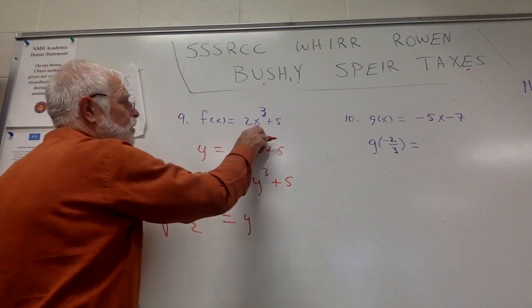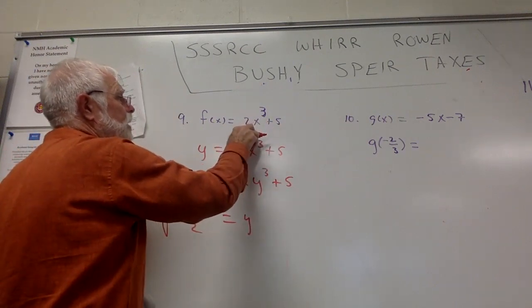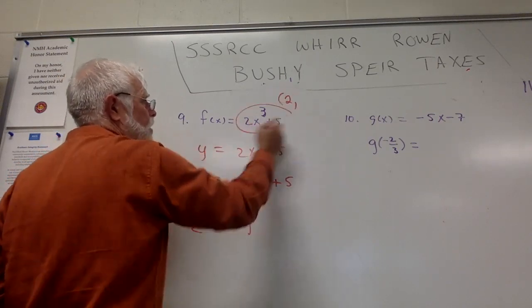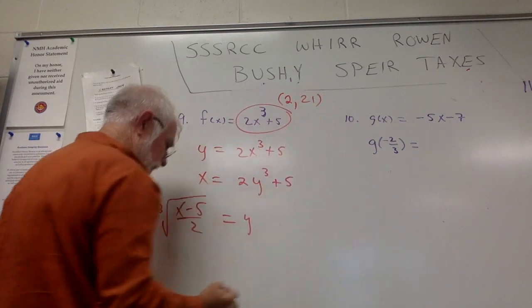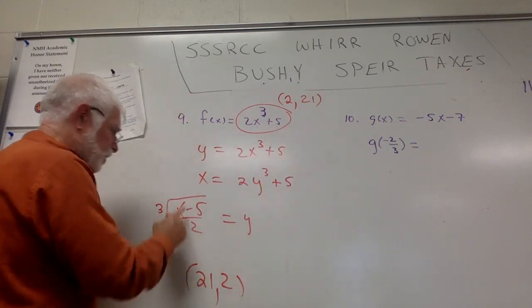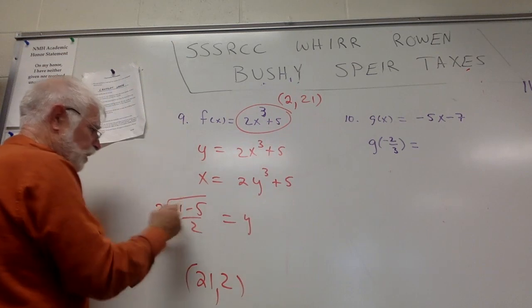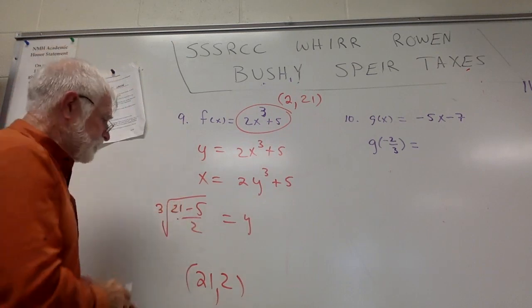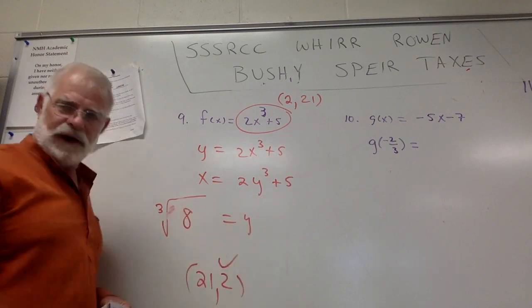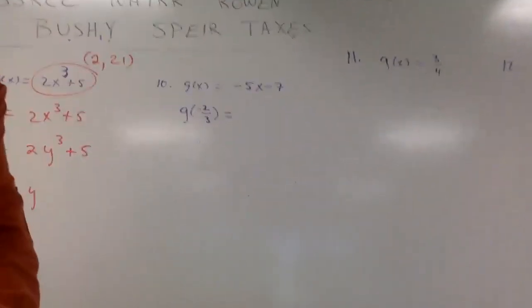Let's find out if we're right. Let's put a 2 in. 2 cubed is 8 times 2, 16 plus 5, 21. A 2 in this equation gets us 21. Then down here, a 21 had better get us a 2. Let's put a 21 in. 21 minus 5, 16. 16 divided by 2, 8. What's the cube root of 8? Yay, move on. G of x equals, we want to get good at fractions.